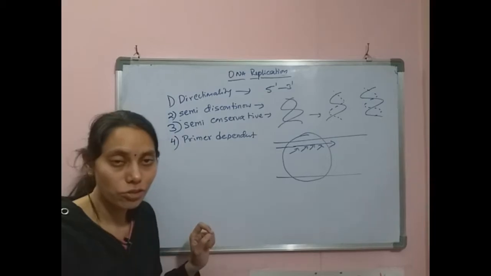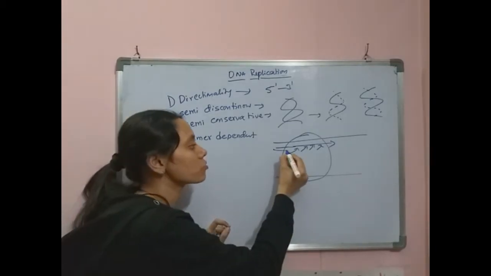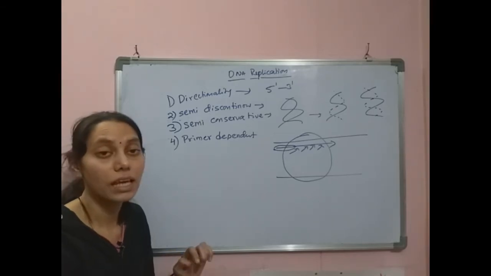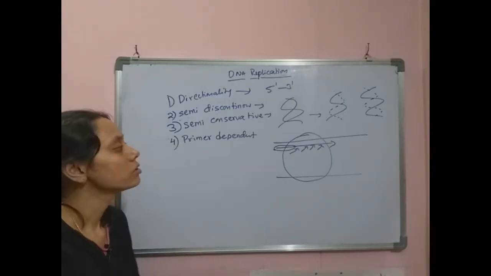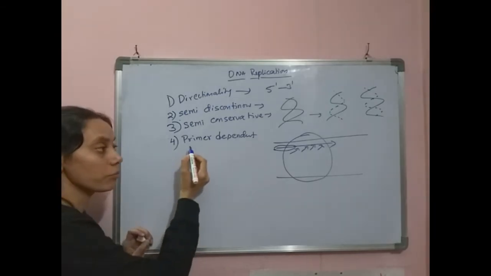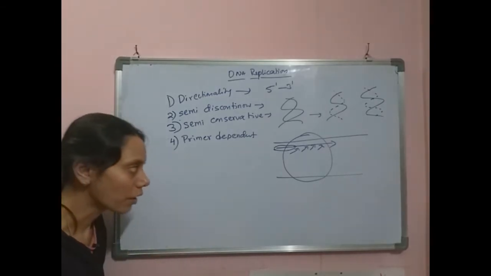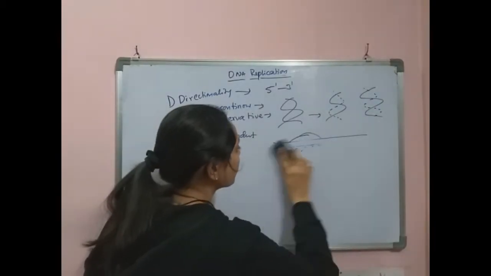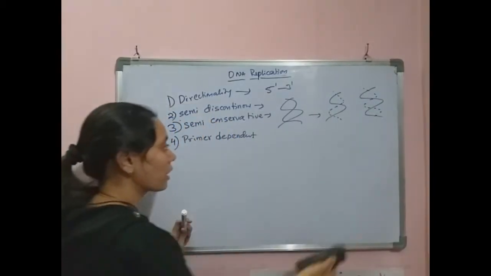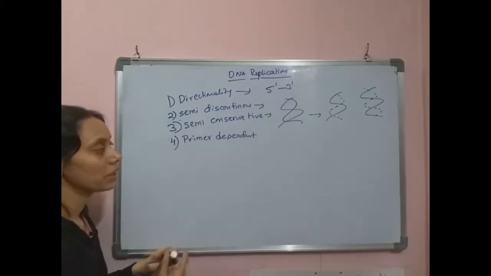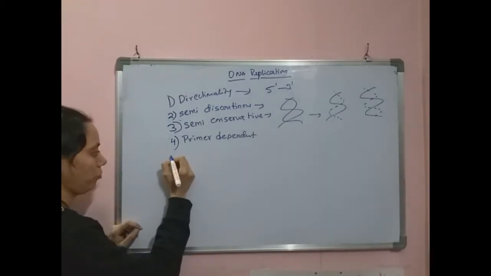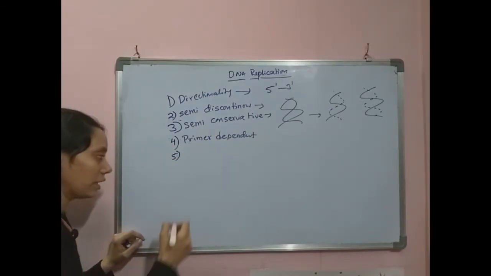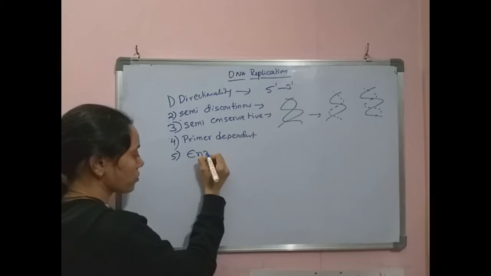So for the addition of nucleotides it needs some small part of DNA, which is called a primer, which is an oligonucleotide. Without a primer, DNA replication cannot be carried out, hence it is called a primer dependent process. DNA synthesis cannot be carried out de novo, but it needs a primer for initiation. And the other feature of DNA replication is that it is an enzyme dependent process.